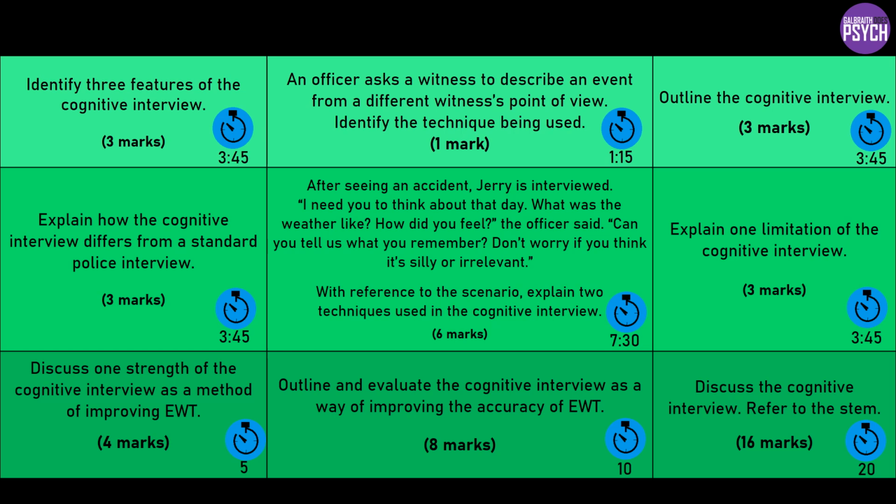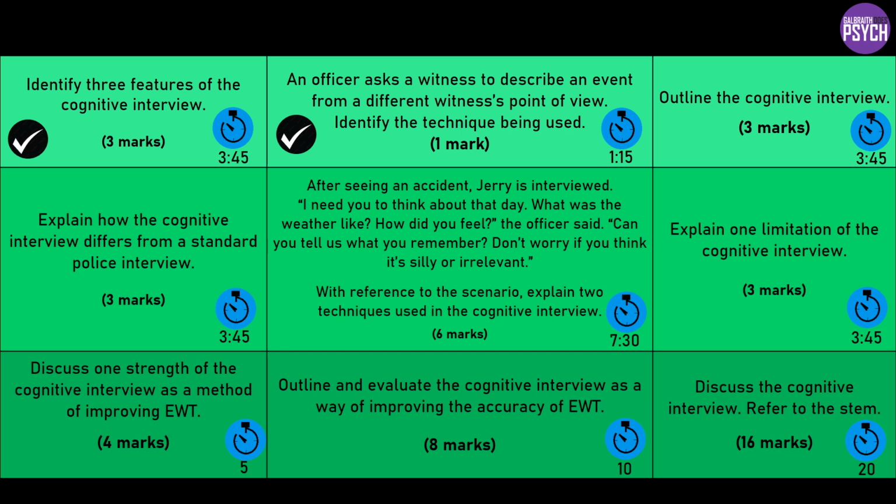Okay, let's do it. Command word is identify. So, you don't need to explain, you're just going to tell me context reinstatement or mental reinstatement, report everything, change the order, change perspective. Done. The next one is a little application question, but it's just a 1 mark identify question. So what's going on here? If we're recalling it from a different witness's point of view, that should sound to you like change perspective. Easy 1 mark.